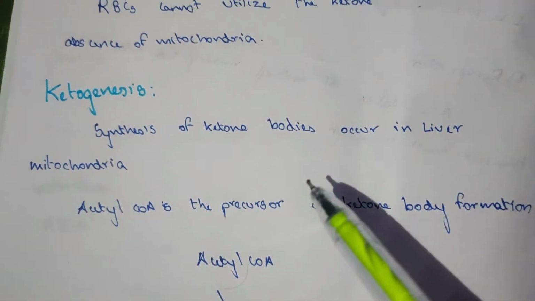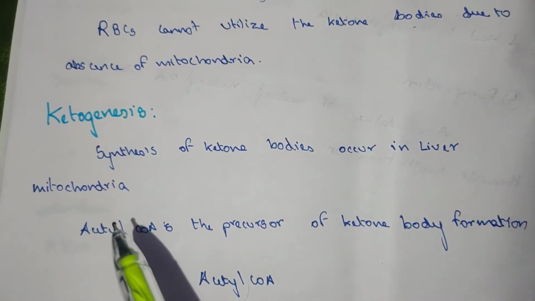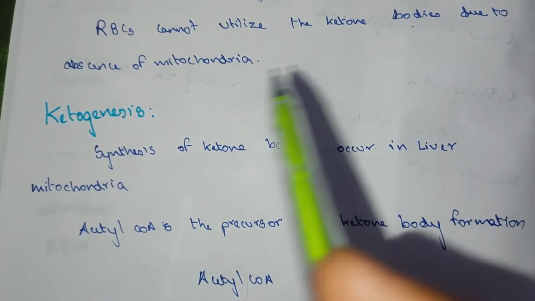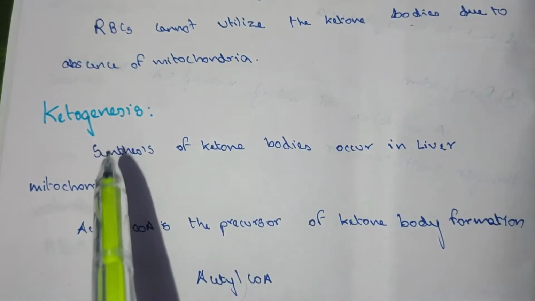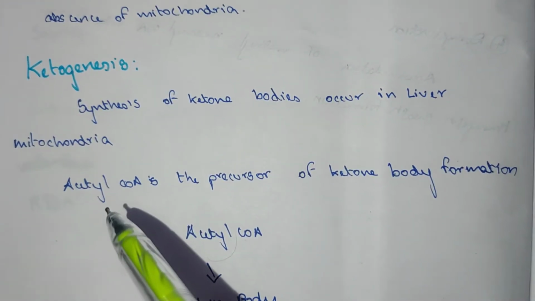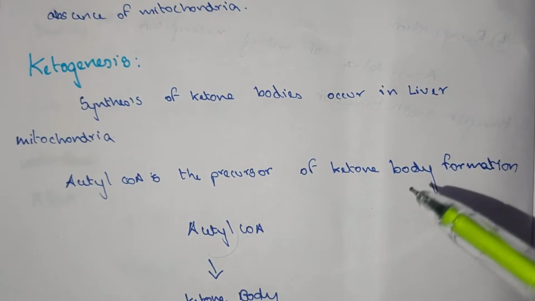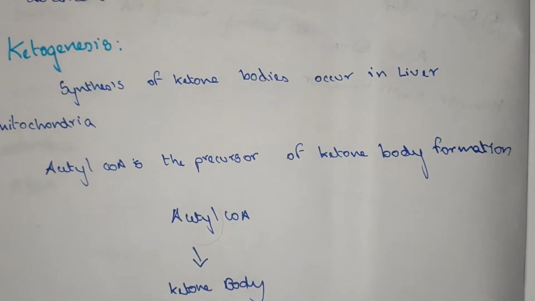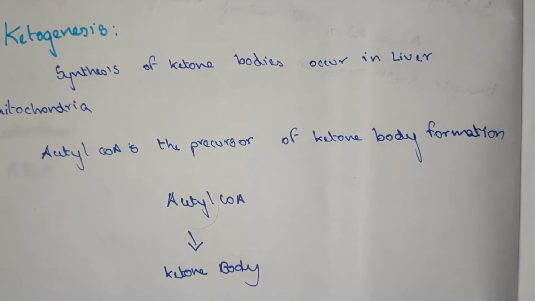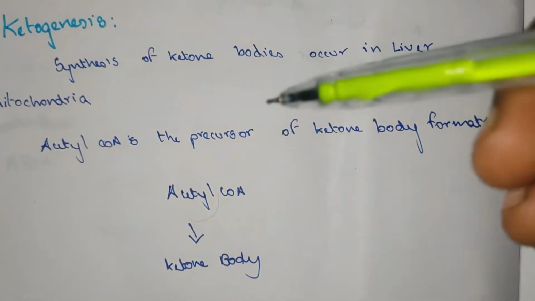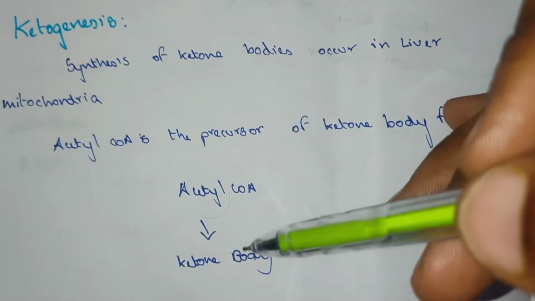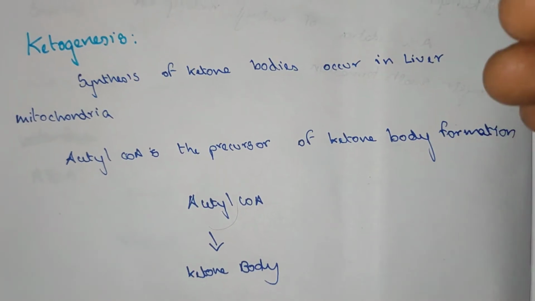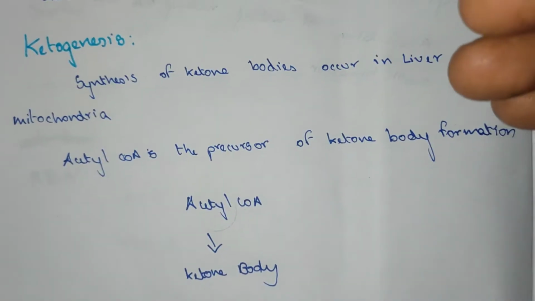Ketogenesis. Synthesis of the ketone body occurs in the liver and mitochondria. As I have said, mitochondria is not present in the RBCs, so they cannot utilize it. Acetyl-CoA is a precursor for the ketone body formation. The conversion of acetyl-CoA into the ketone body is known as ketogenesis.